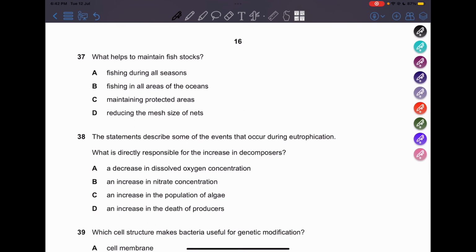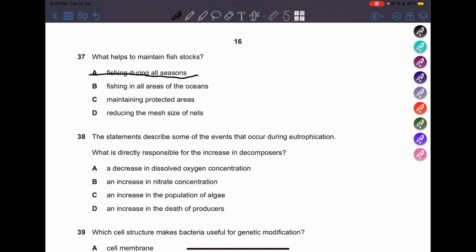37. What helps to maintain fish stocks? Now over here we know that maintaining the fish stocks can maybe be done by stopping fishing, or stopping the hunting, or maybe preserving their habitats and stuff like that. So let's check the options. Fishing during all seasons, this is not correct. This is actually going to harm the fish and decrease its population. So no, that's not going to maintain the fish stock.